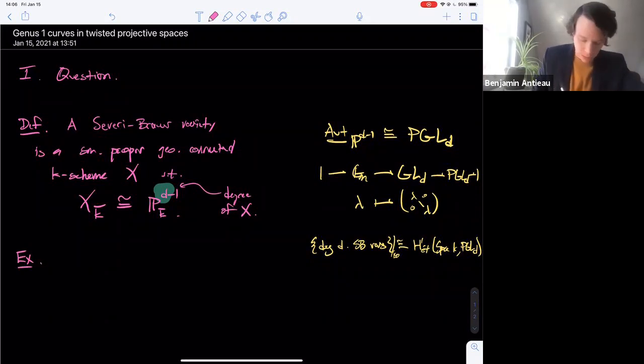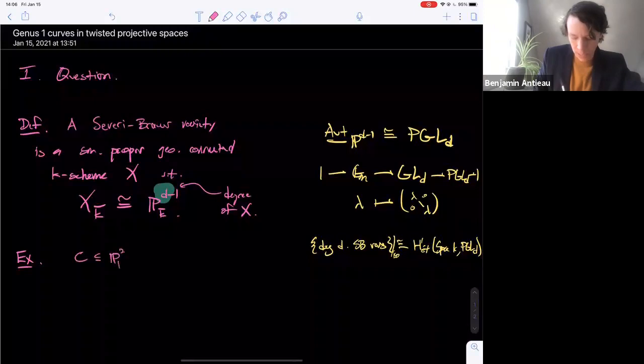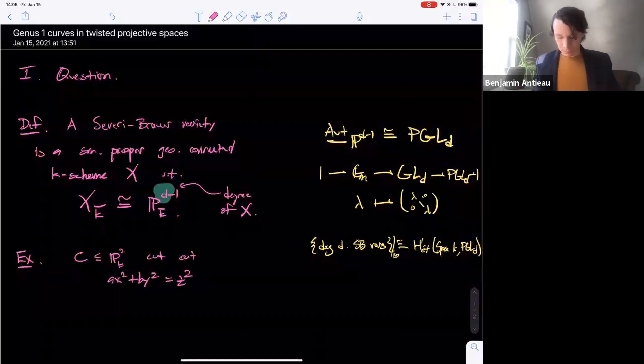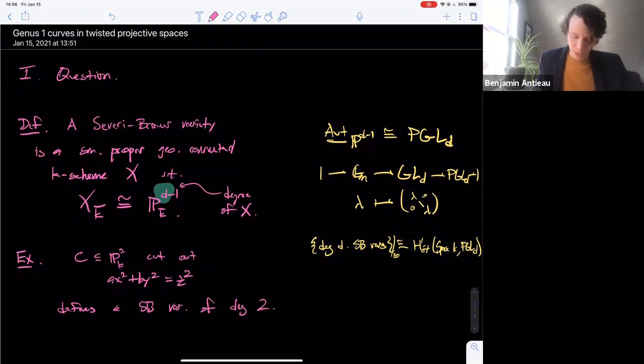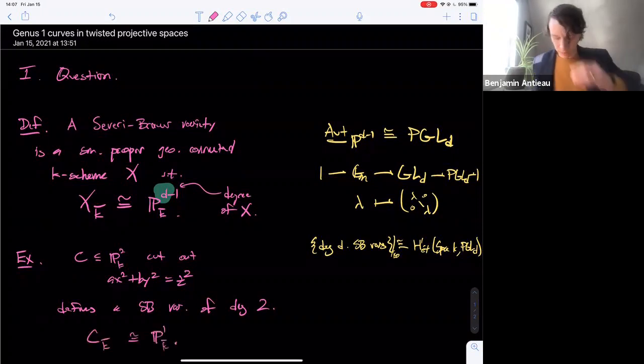So what's a typical example? If I look at C inside P^2_K, cut out by something like aX^2 + bY^2 = Z^2, and if this is smooth, then this defines a Severi-Brauer variety of degree two. In particular, C_K-bar is a twisted form of P^1. So smooth projective conic curves, really any genus zero curve, is a Severi-Brauer variety.